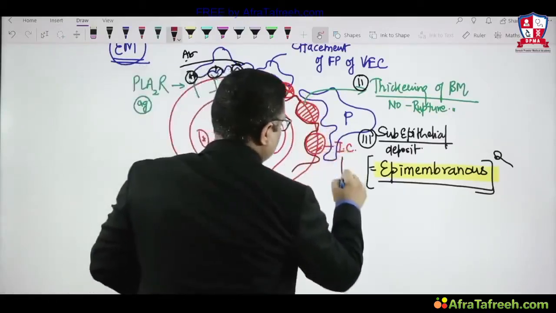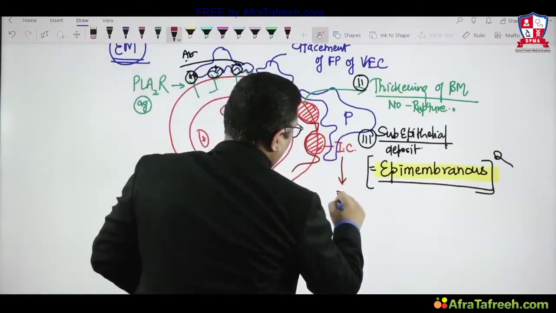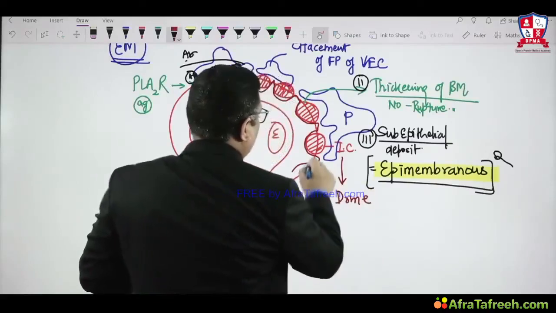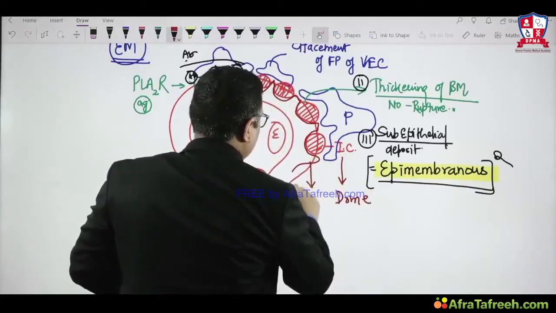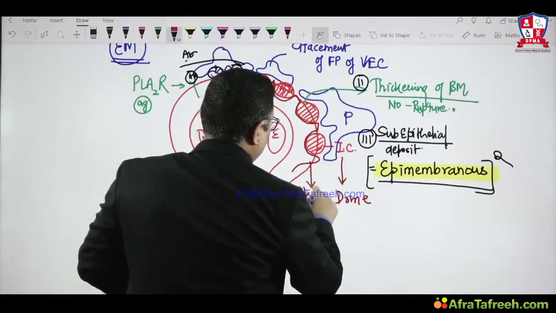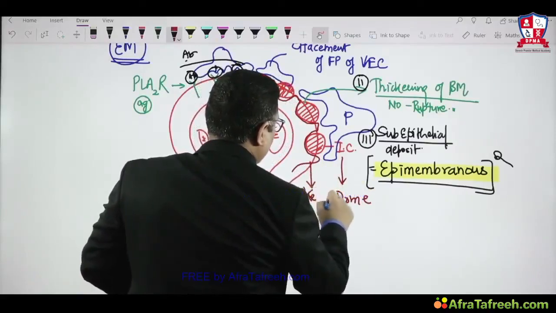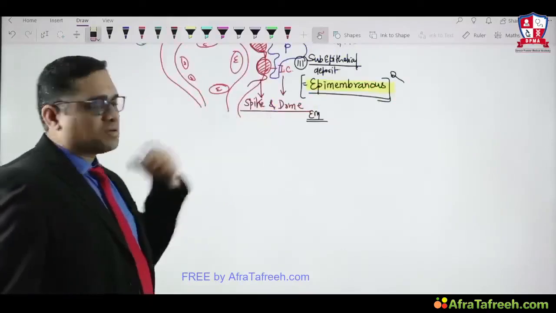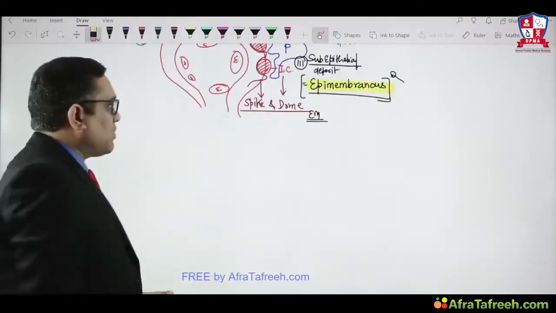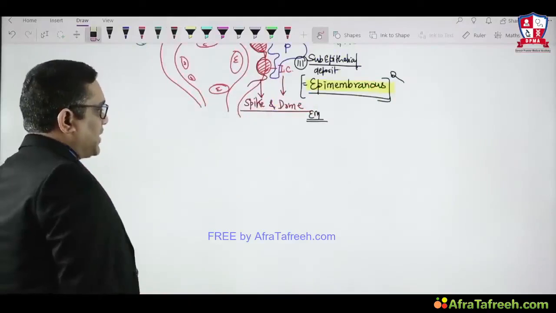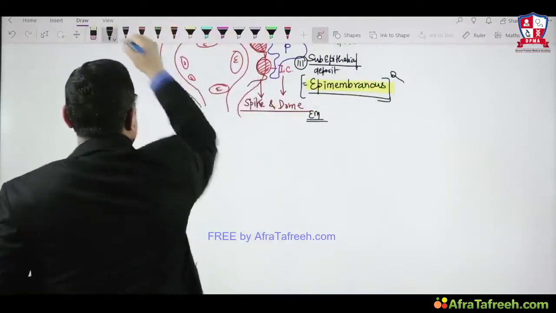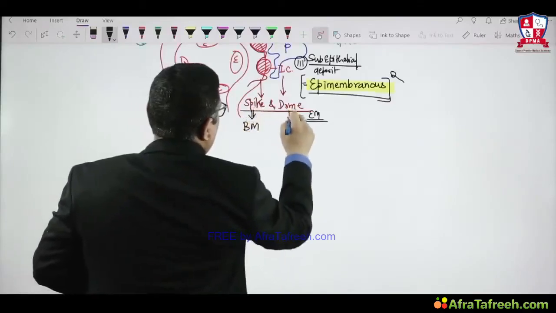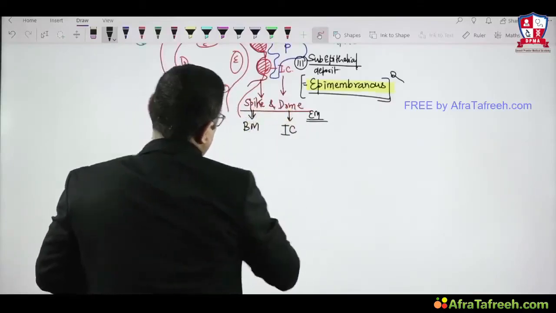So immune complex is like a dome, right? And basement membrane is like a spike, right? That is why it is also called a spike and dome pattern. A spike and dome appearance is the diagnostic finding on electron microscopy of membranous glomerulonephritis, where the spike is made up of basement membrane and the dome is made up of immune complexes, right?